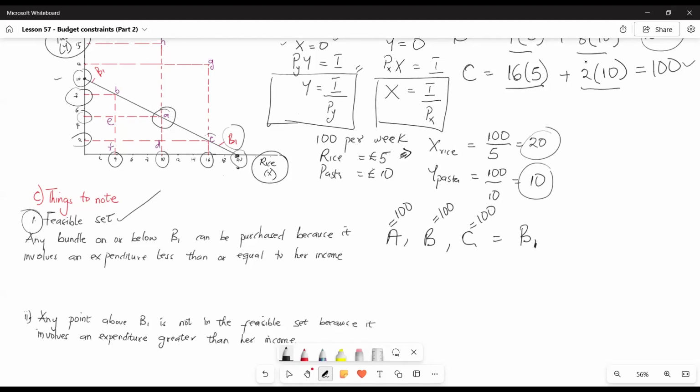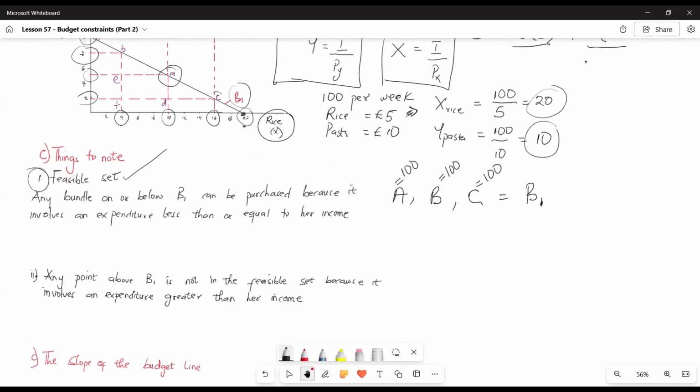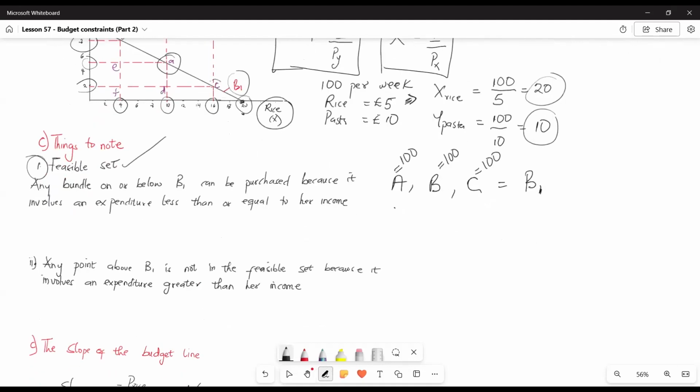So her total expenditure is exactly equal to her total income. So she can afford these bundles. Now, if we look at other bundles such as bundle E, bundle F, and bundle D, these are also feasible sets because they are within Ella's budget.